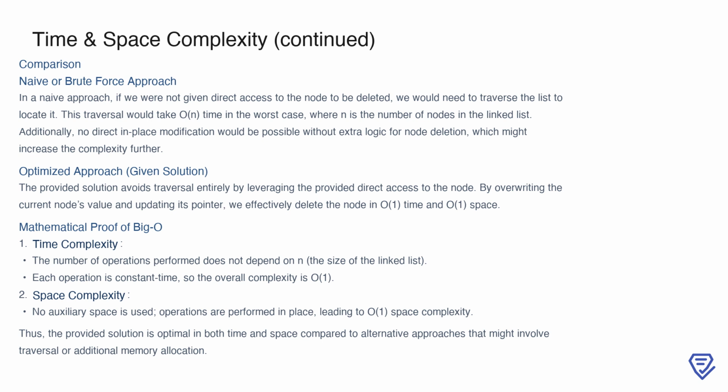By overwriting the current node's value and updating its pointer, we effectively delete the node in O(1) time and O(1) space. To mathematically verify, the time complexity remains O(1), because the operations do not scale with the size of the list. Similarly, the space complexity is O(1), since no auxiliary memory is required. This makes the solution both time and space optimal compared to more naive alternatives.